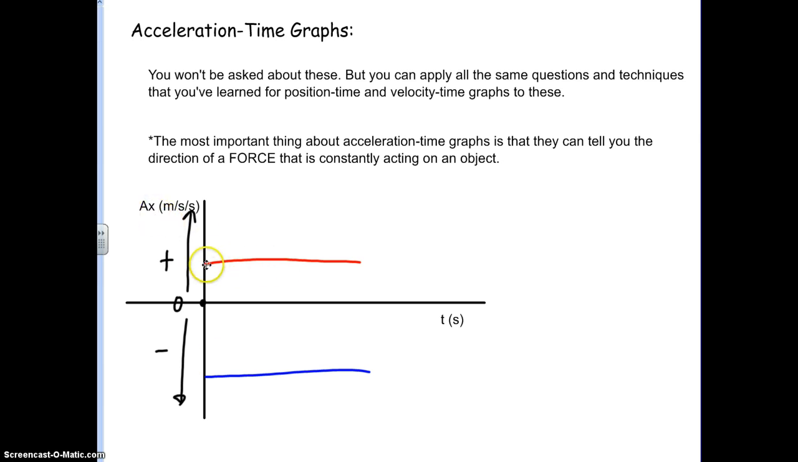But in this case, this is experiencing a constant acceleration, which means it's experiencing a constant force. If it had been here, right on this axis, it would have been no acceleration, which would indicate a constant velocity. This is a little tricky, but you'll get it. Just keep plugging away.